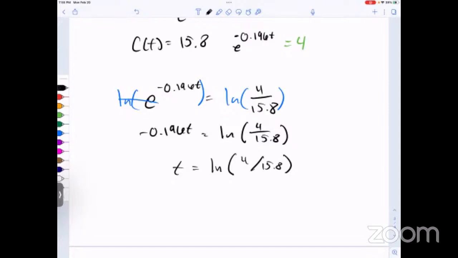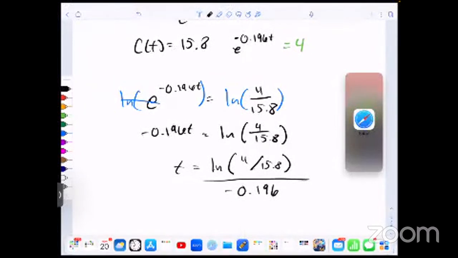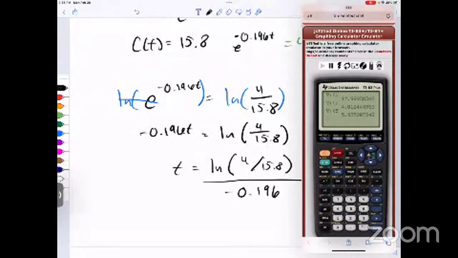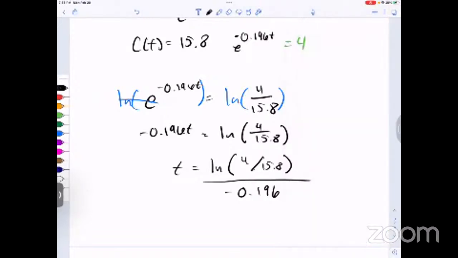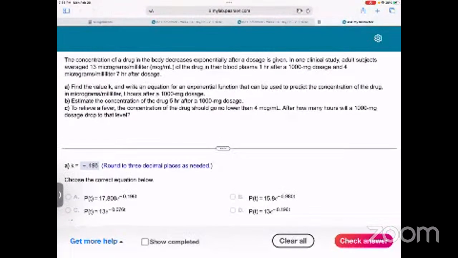And that should give us that time. Okay, so let's do it here. Let's quit. Okay, clear. So we're going to say the log, we got 4 divided by 15.8, divided by, on bottom, we have this negative 0.196. Okay. So about 7 hours. Right here, so after about 7 hours.